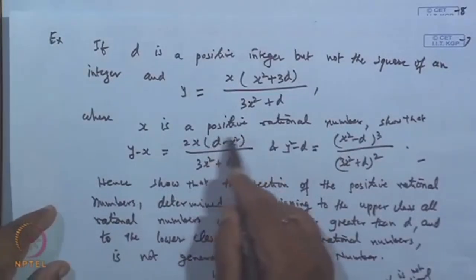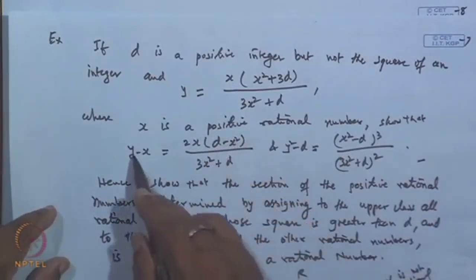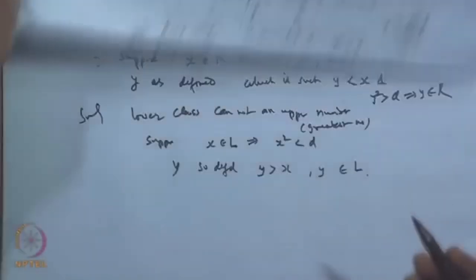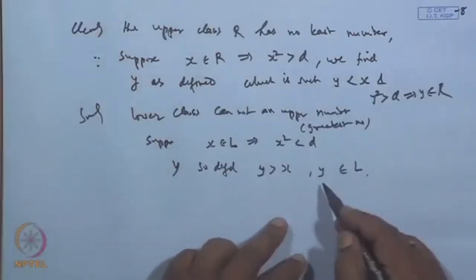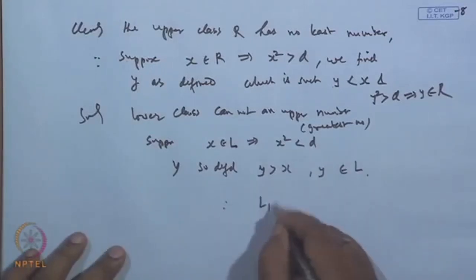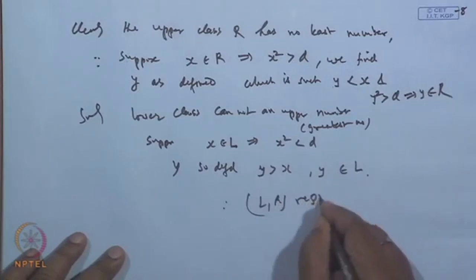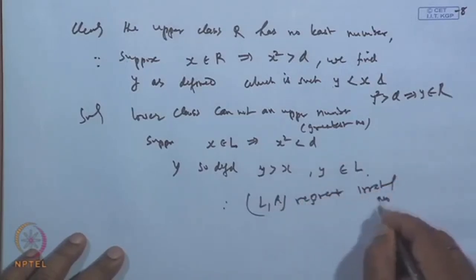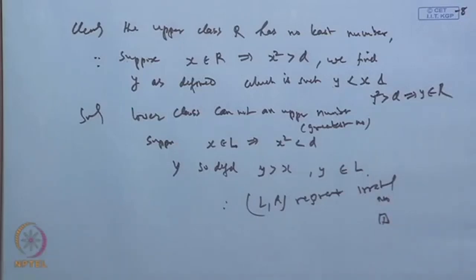If x square is less than d, then this is positive, which means y minus x is greater than 0, so y must be greater than x. It means y is another point in the lower class. So, a contradiction. Therefore, the section LR represents an irrational number. That's all. Thank you. Clear? Thanks. Okay.